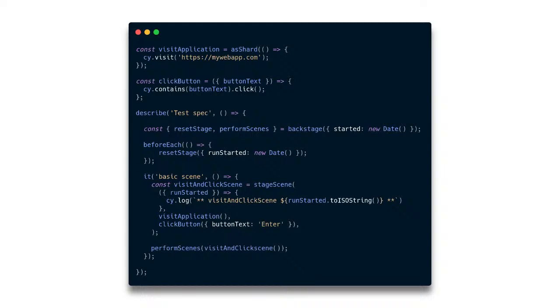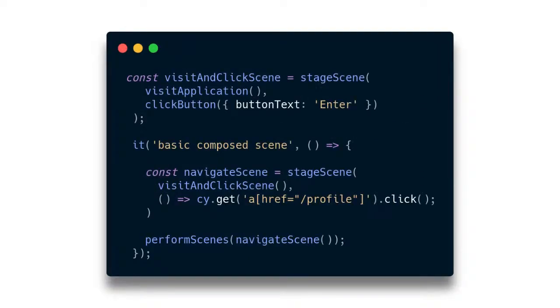And that's how we can have fully composable tests with fully reusable behavior. We can even reuse the composed scenes inside other scenes, like this. Here, the visit and click scene is being defined as a reusable scene and is called just as another shard inside the navigate scene. The context from the visit scene will be available inside the navigate scene.